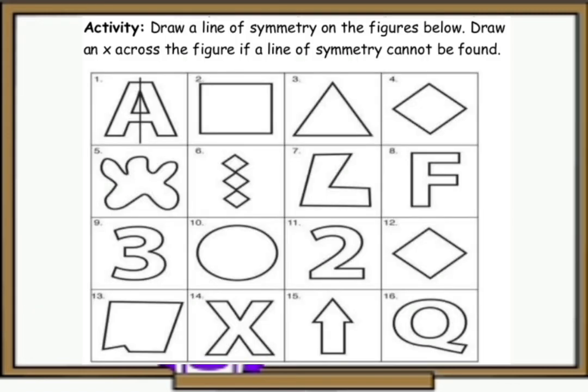Now, for our activity, you will draw a line of symmetry on the figures below. And you are going to draw an X across the figure if a line of symmetry cannot be found, or in other words, if it is asymmetric. And this is math for today.